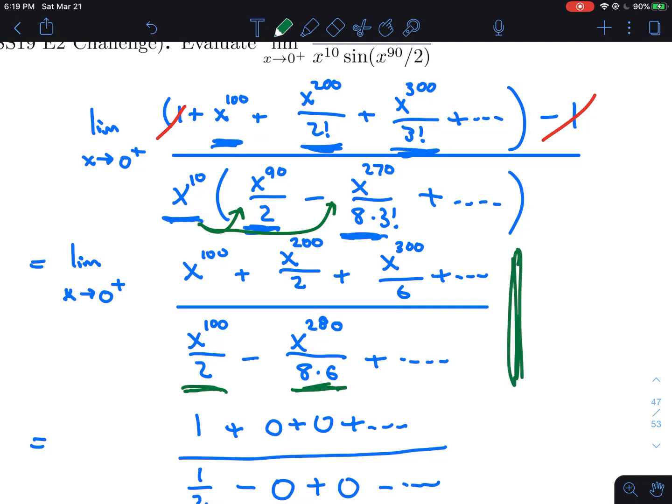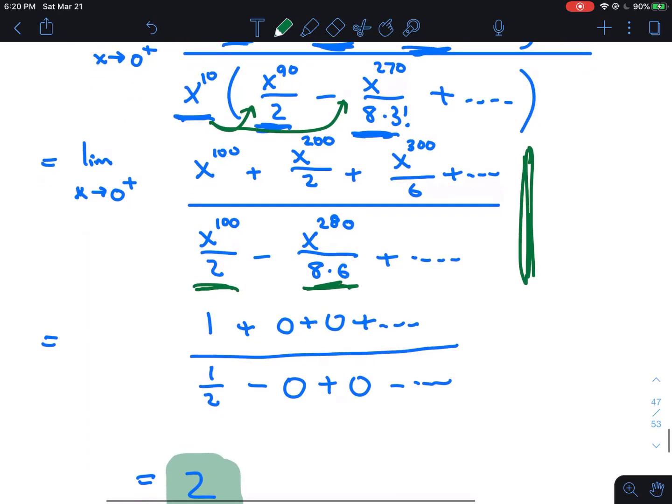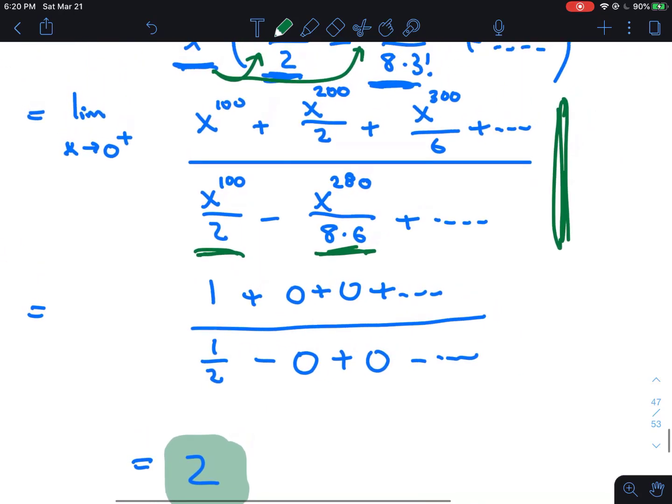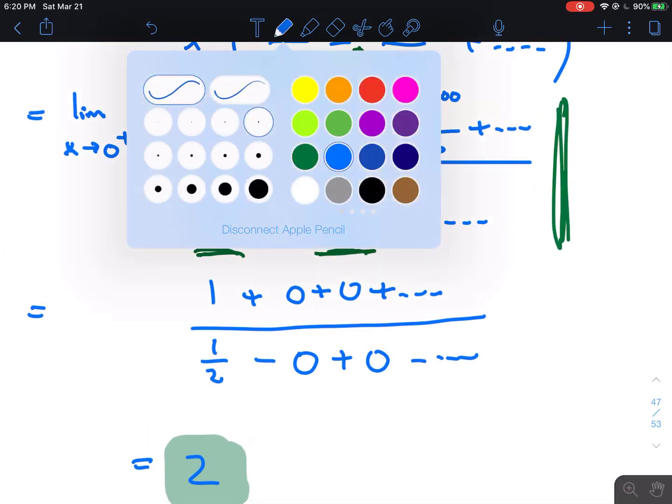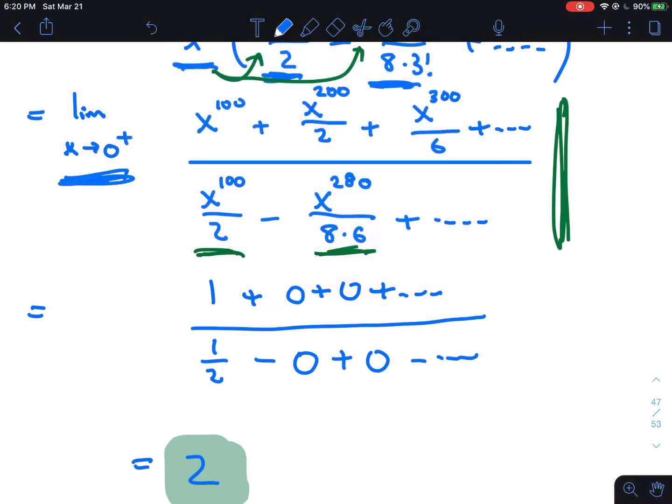Now notice that in both of these, the smallest power of x is x to the 100. So you can imagine factoring out an x to the 100 from the top and the bottom. Those would perfectly cancel, and you'd be left with just 1 over 1/2. And again, for the rest of them, we're plugging in 0 as x goes to 0, so all of the other terms would have x's remaining.